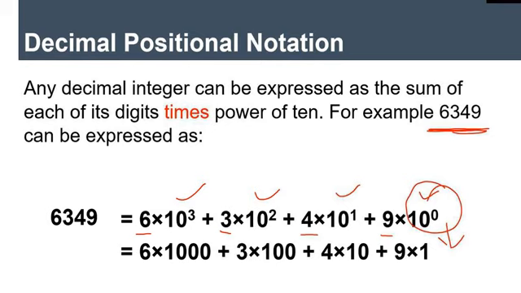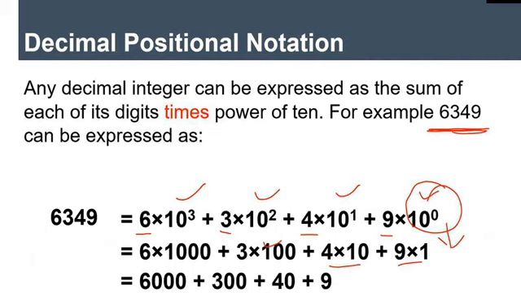If we write here 10, then it will be 9 into 10. So from right to left, the weights go on increasing in the decimal number system, in its digits times power of 10. So it is written here in this fashion. So we will get 6 into 1000, 3 into 100 plus 4 into 10 plus 9 into 1. So the final number will be 6000 plus 300 plus 40 plus 9, and the final number will be 6349. Is that clear?